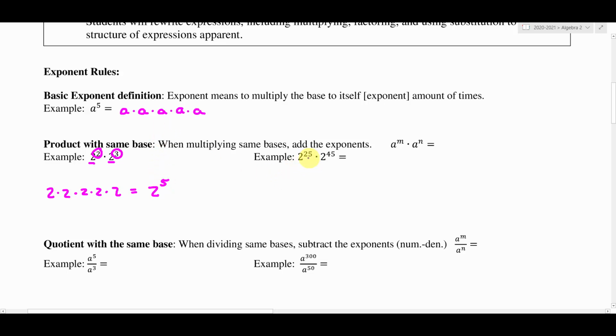So if we run into a problem like this, rather than writing 2 times 2 times 2 times 2, 25 times and then another 45 times, I could just use that little rule and add my exponents. So this is going to be 2, and then 25 plus 45 would be 70. So this will be 2 to the 70th power. When we multiply something with the same base, all we have to do is add the exponents. So this will be a to the m plus n, and that is what we call the product rule or the addition rule with exponents. So when you're multiplying something with the same bases, add the exponents.